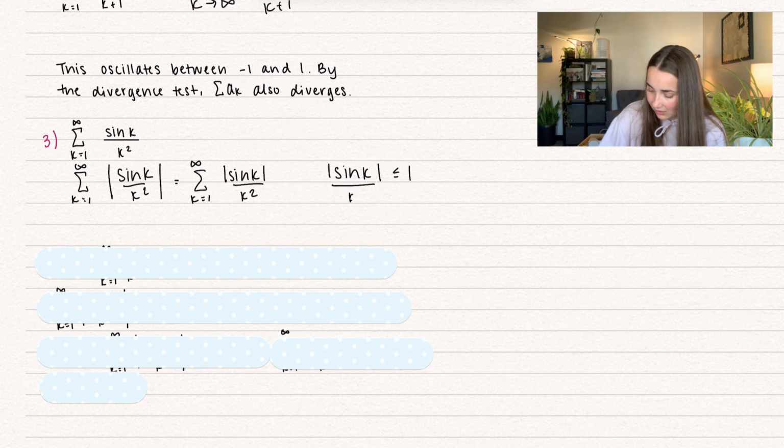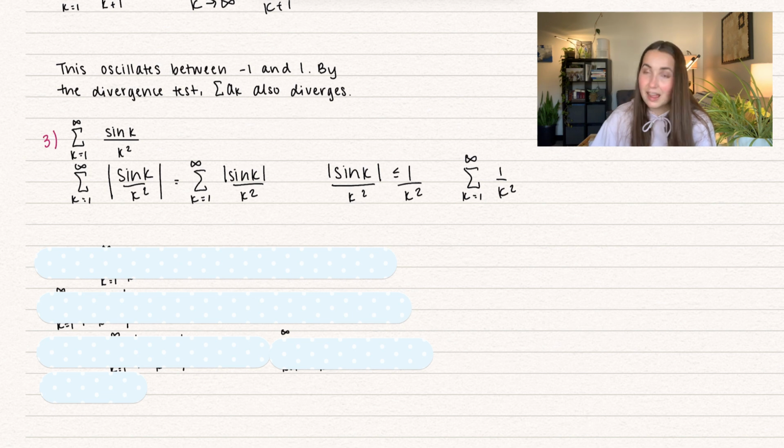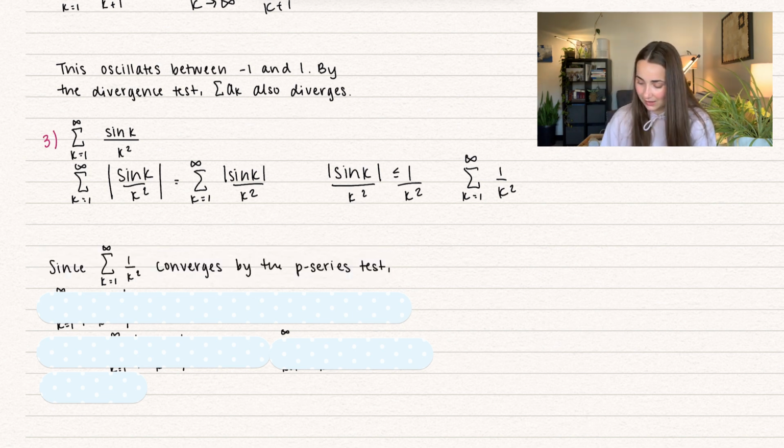So if we divide by k squared, inside the summation our formula is going to be bounded above by 1 over k squared. So let's look at the series from k equals 1 to infinity of 1 over k squared. Using the p-series test, I know this is going to converge, since p is equal to 2.